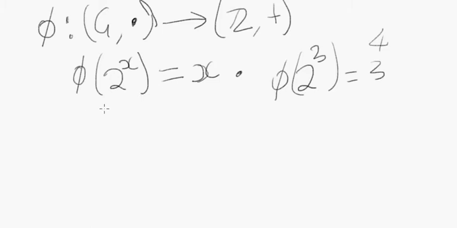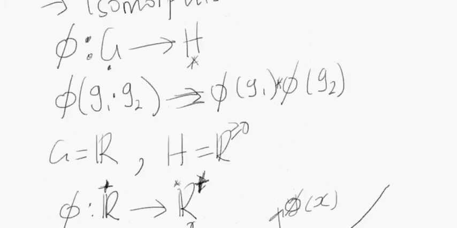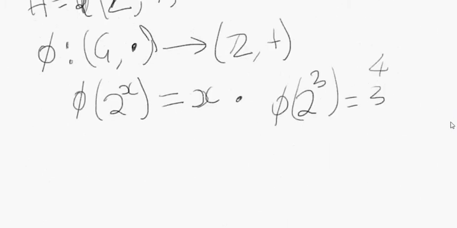But that's not enough to show that something's a homomorphism. The second thing we need to show is that if you take any two values of G and apply the group operation, G1 times G2, the end result is going to be phi applied to G1 times phi applied to G2. So let's check that that is true.